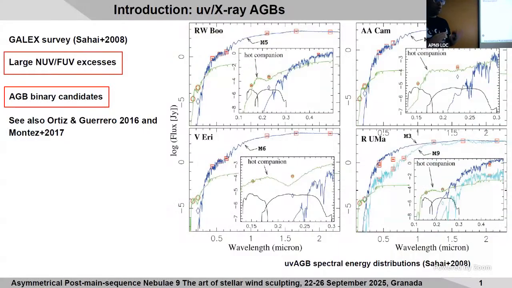In the first place, a quick summary of what these UV emitting AGB stars are. We all know that it is very challenging to identify binary companions, stellar companions, in AGB stars due to their huge intrinsic luminosities. However, the flux is concentrated in the optical and longer wavelengths. So if we identify AGB stars with ultraviolet excesses, we can propose them as binary candidates. This was done by Sahai and collaborators, and they identified a sample of AGB stars with these large ultraviolet excesses.